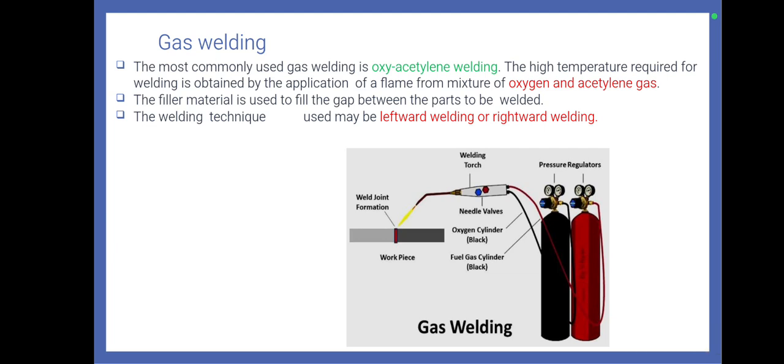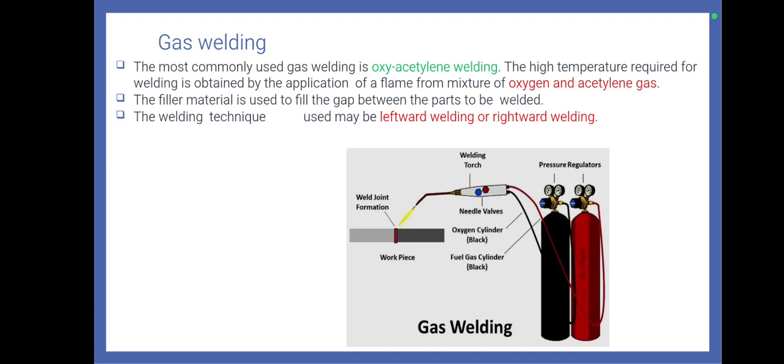Then next we are going to discuss gas welding technique. In gas welding, the position of the weld, the tilt of the torch, the filler rod, and the direction of the flame play an important role in determining the quality and speed of the weld. Generally, we use two welding techniques: leftward or forward welding, and rightward or backward welding.